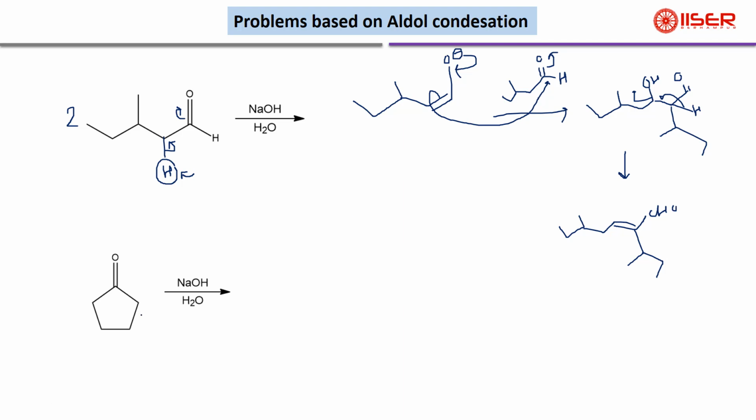If there is alpha hydrogen, what is alpha hydrogen? Both the alpha carbons are equivalent, so you can take a proton from one of them. So just consider two molecules and you will get this as our product. Okay, we will get this as our product. Mechanism is similar, so I am not drawing it again.